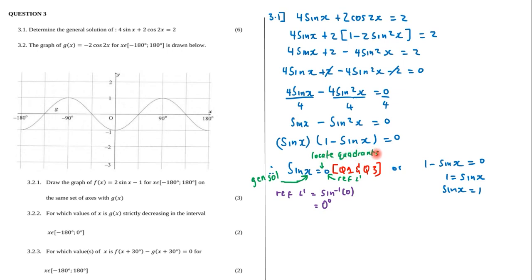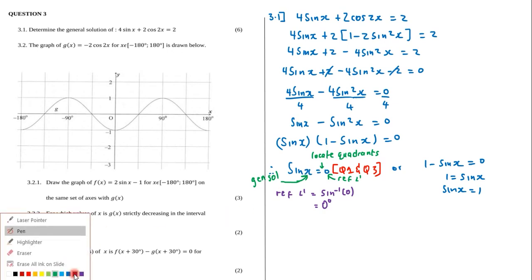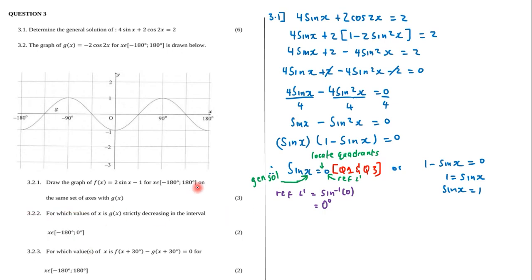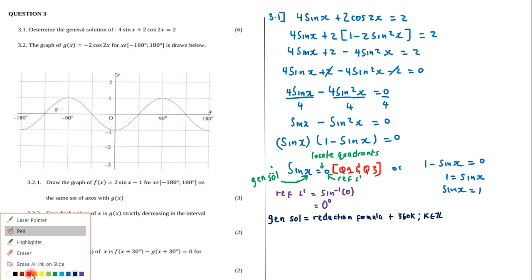Right? So now when you do a general solution, the formula that you can use, which is much easier, is this one. Basically for sine, the general solution is equal to the reduction formula plus the period, which for sine is 360k, where k is an element of integers. Now, how we're going to be doing this is like this.